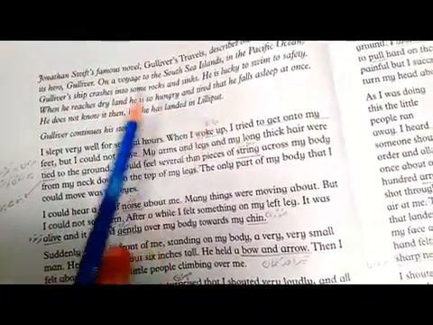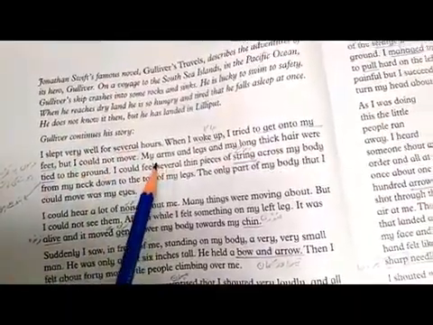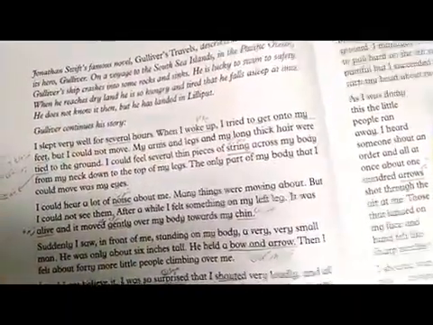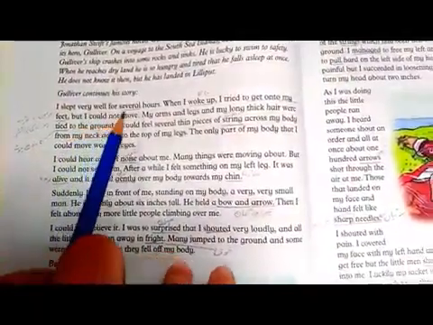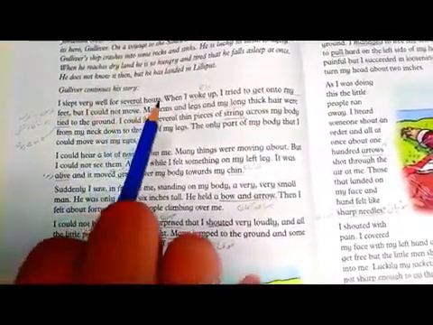After that, Gulliver continues his story. It means you have to read the story now. Come to the story, students. I slept very well for several hours. Now Gulliver is telling us that he slept very well for several hours.